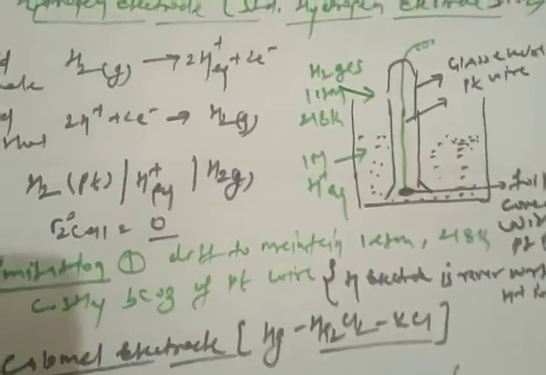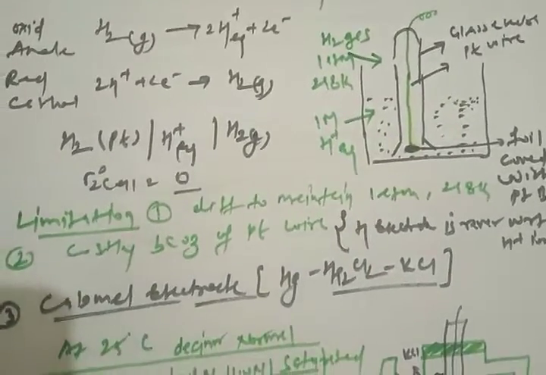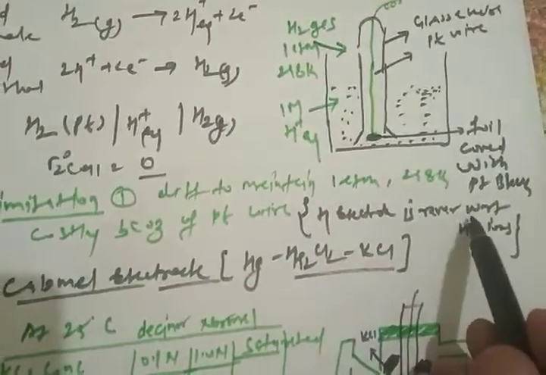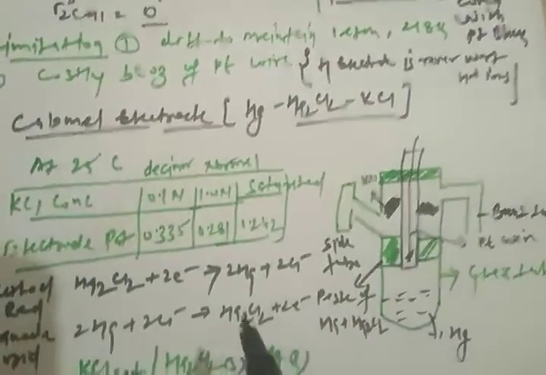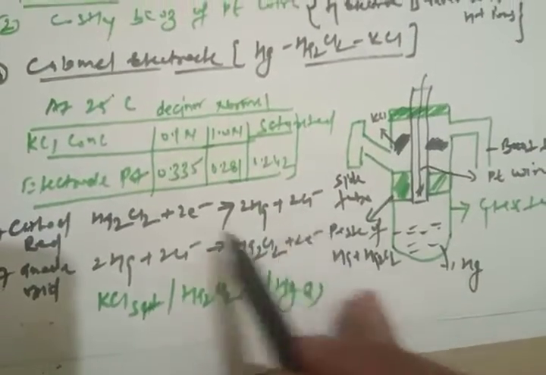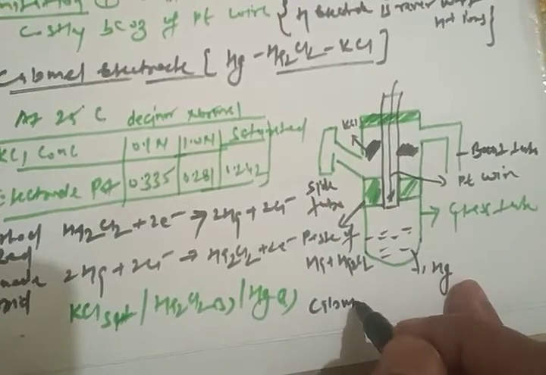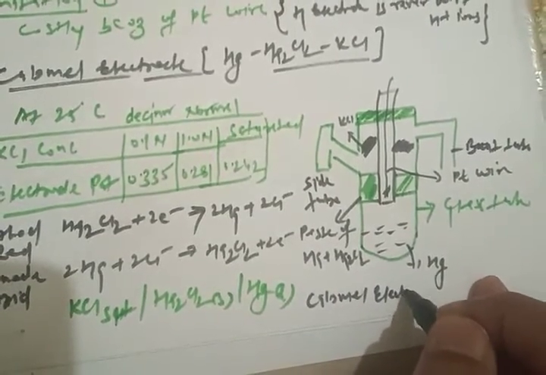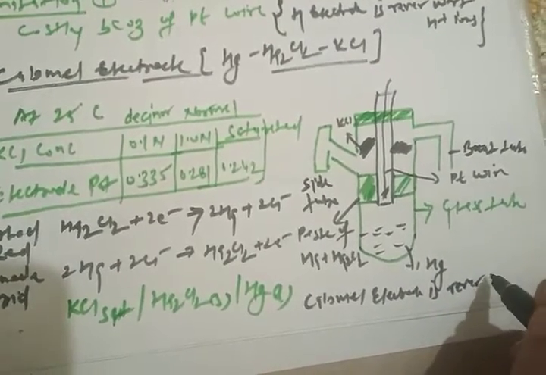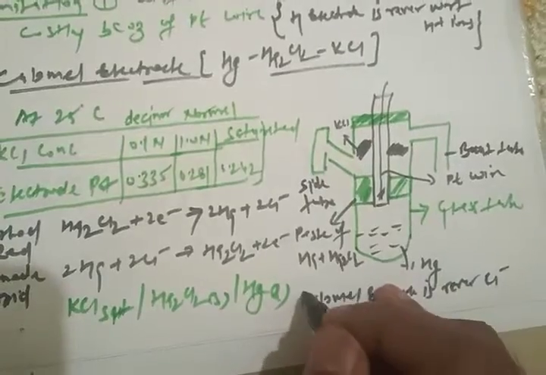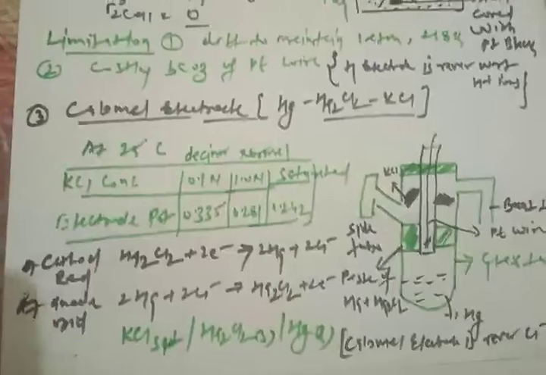Okay. In the previous lecture, the second lecture, we had discussed about the reversible and irreversible cell. Okay, so the hydrogen electrode is reversible with respect to H plus ion, and the Calomel electrode is reversible with respect to chloride ion. So this you need to keep in mind. Got it?